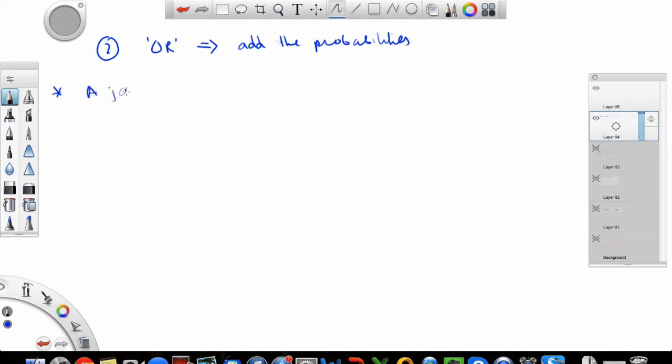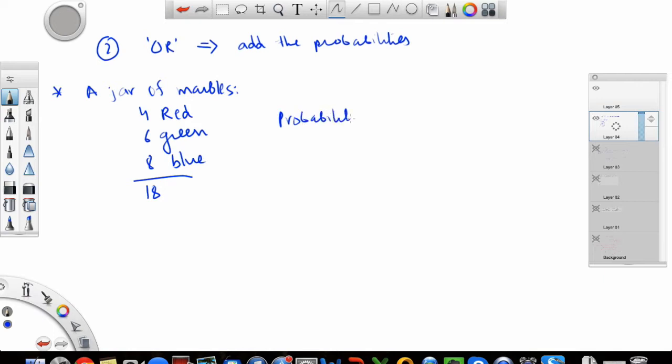So we have here a jar of marbles. The contents are 4 red, 6 green, and 8 blue marbles, for a total of 6 and 4 is 10, and 8 is 18. Okay, so I want to find what's the probability of picking a red or a green marble.